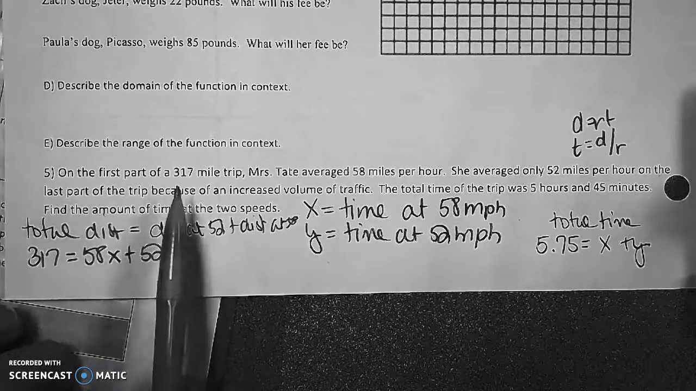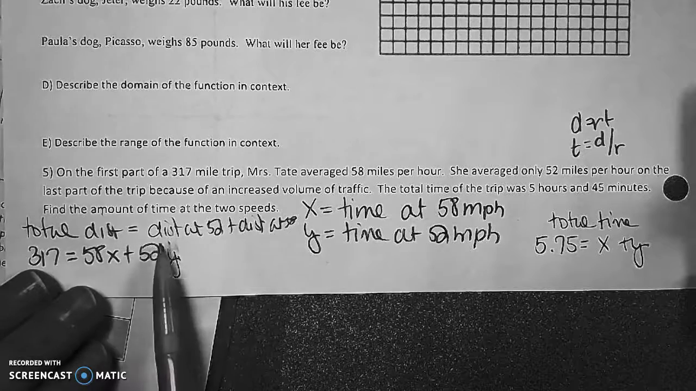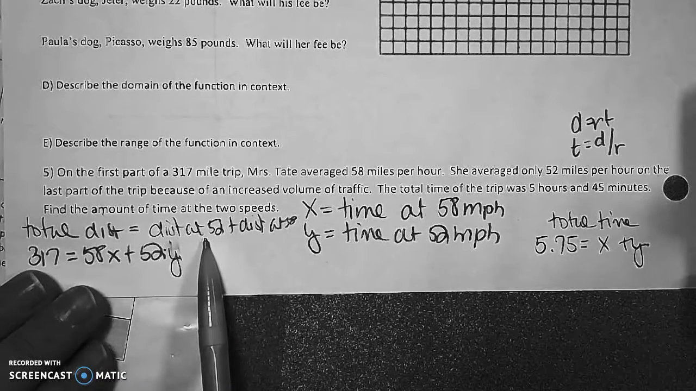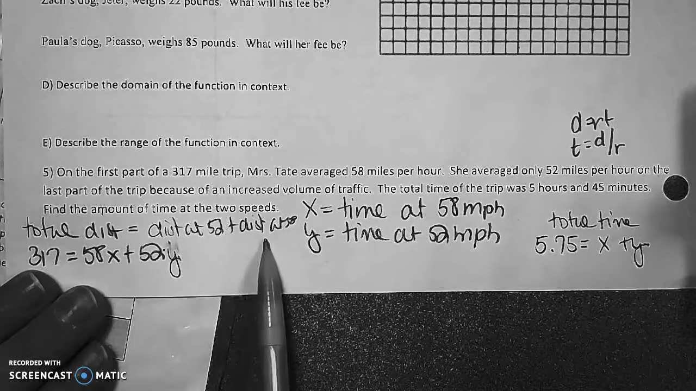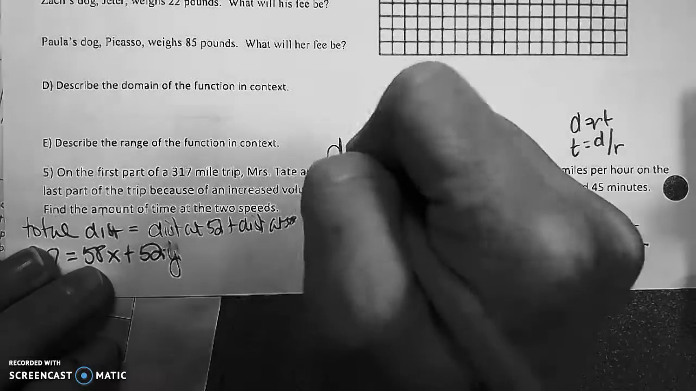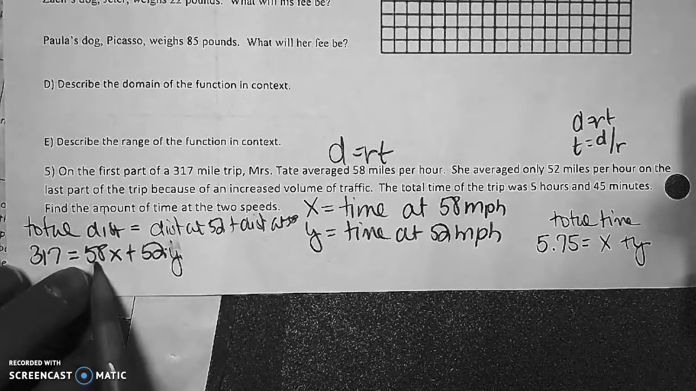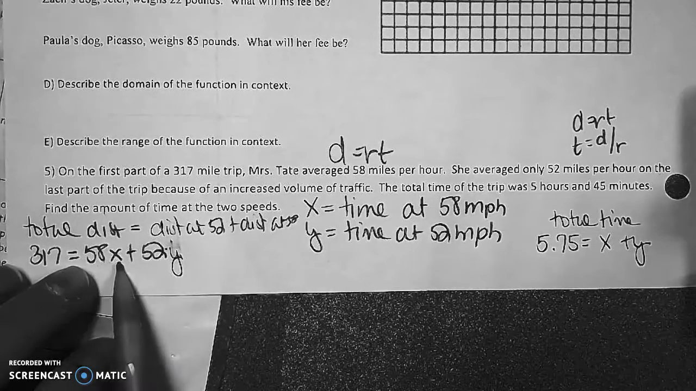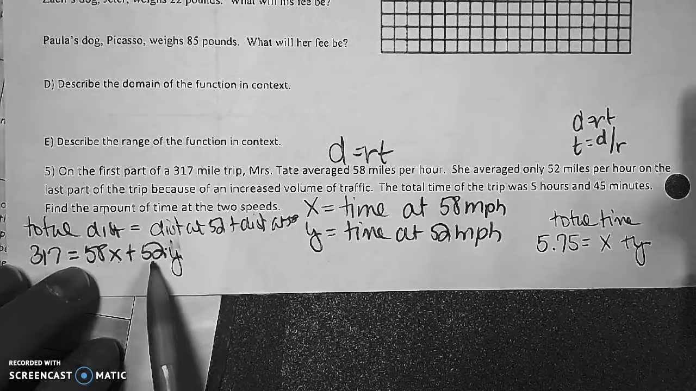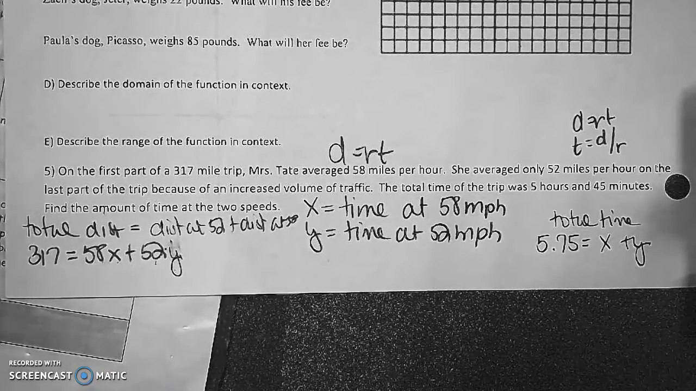The other total is distance. I know the total distance is 317. Well, some of that distance comes from going 52 miles per hour. Some of that distance comes from when we were going 58 miles per hour. And so I'm going to remind you, distance equals rate times time. So for the 58 miles per hour, there's your rate and your time was X. Plus, there's your rate and your time was Y. So that would give you total distance. And so now it's just a substitution problem. You can solve this equation for one variable and plug it into the other.